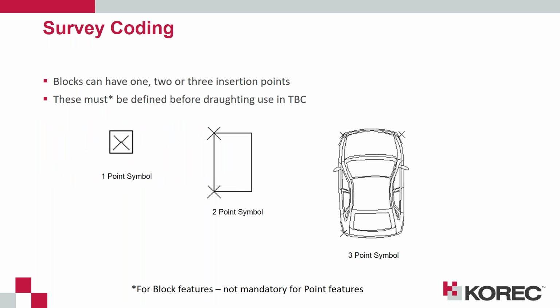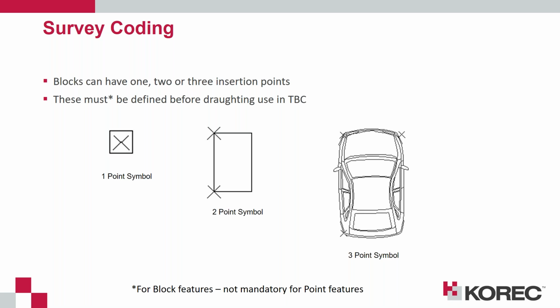For Trimble Business Centre, the blocks can have up to 3 insertion points, and these insertion points must be defined before they're set up for drafting using the feature definition manager within TBC. The feature definition manager being the part of the software that manages the code library for drafting surveys. Now we'll come to the feature definition manager a little bit later in the webinar.